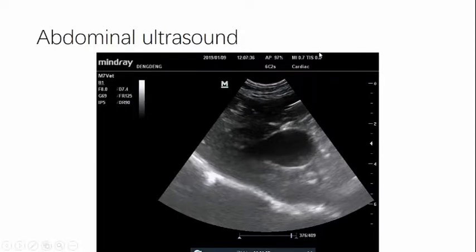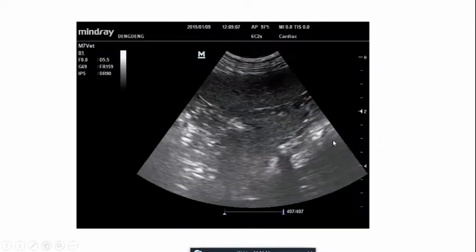This is the first image of the liver, and here we see the liver, diaphragm, and gallbladder. And this is the spleen, the head of the spleen. We can see that the margin is not so smooth. So let's see more.